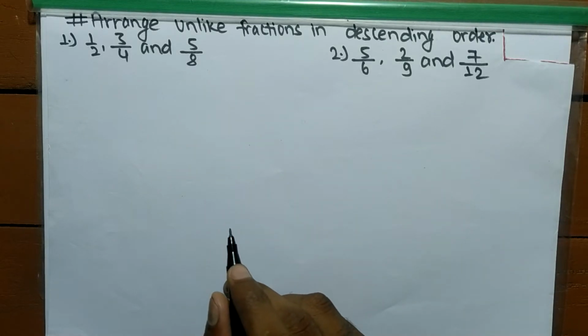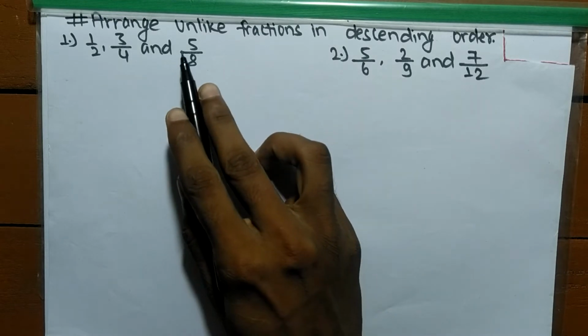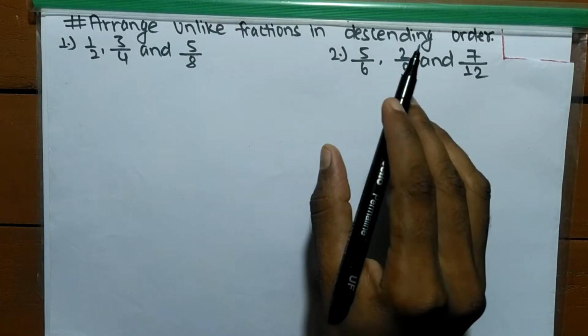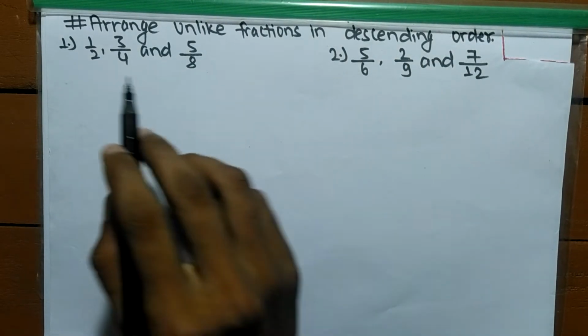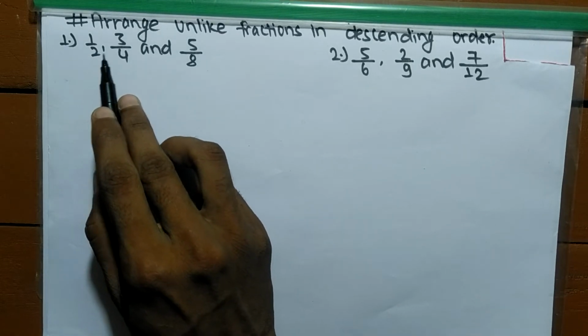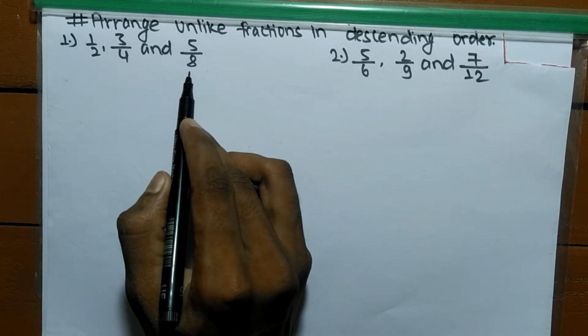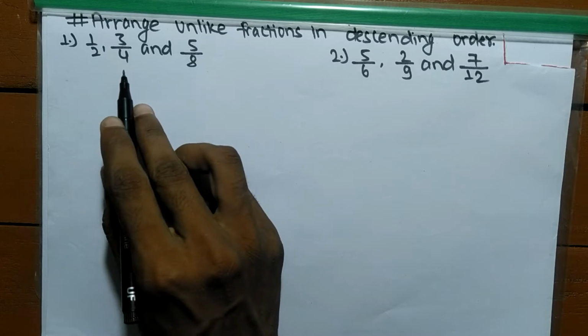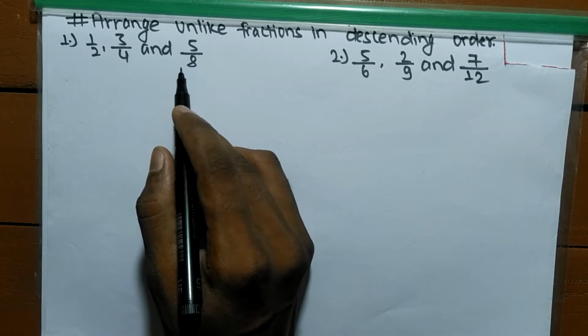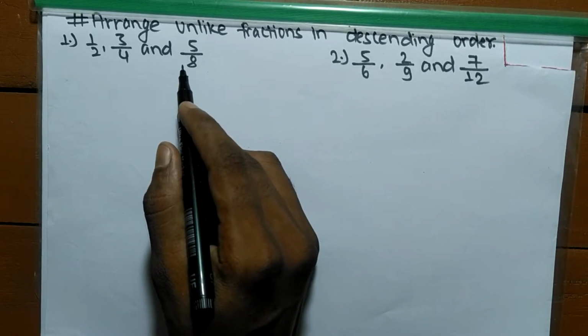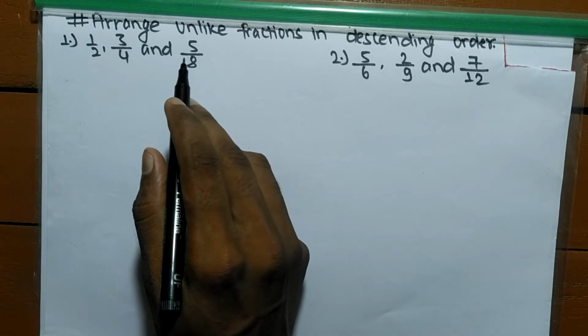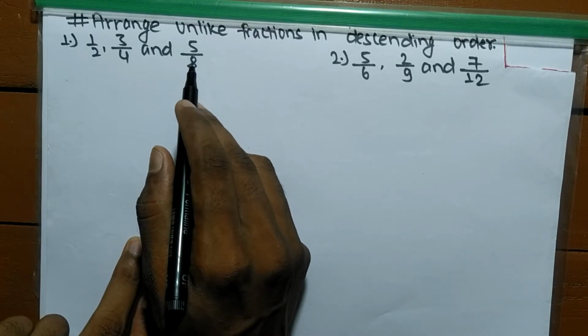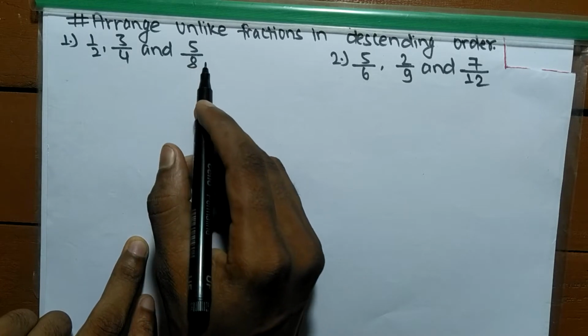So today in this video we are going to learn to arrange unlike fractions in descending order. So here are unlike fractions 1 by 2, 3 by 4 and 5 by 8, and we are going to arrange these fractions in descending order. So for that, first of all we have to convert all these fractions into like fractions. After that we arrange them in descending order.